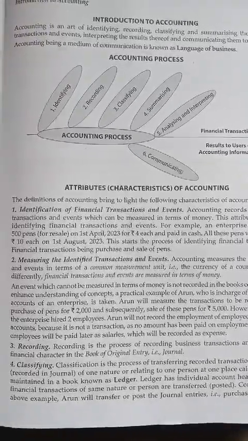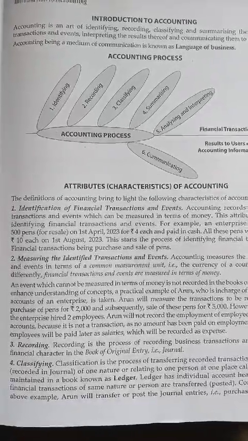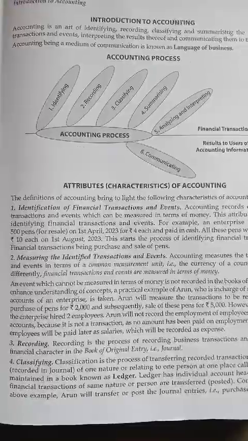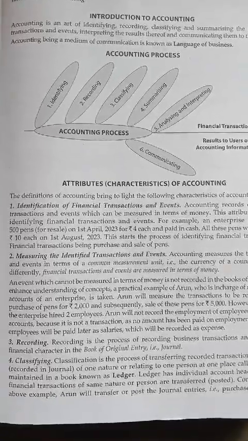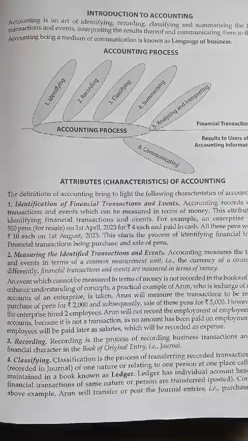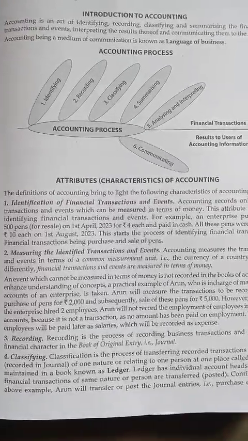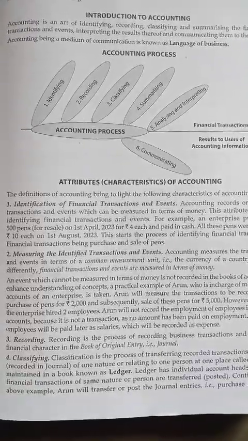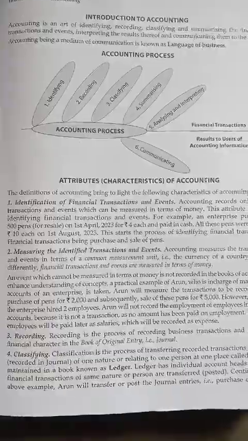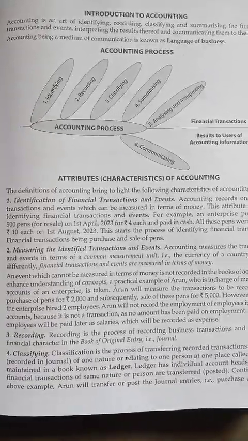to calculate that profit, we have to follow some steps. This is called the accounting process. So first what we have to do, after that what we have to do, then what we have to do. This way finally we will calculate the profit. Now what are the steps one by one we have to follow? That is called the accounting process that we are going to discuss.